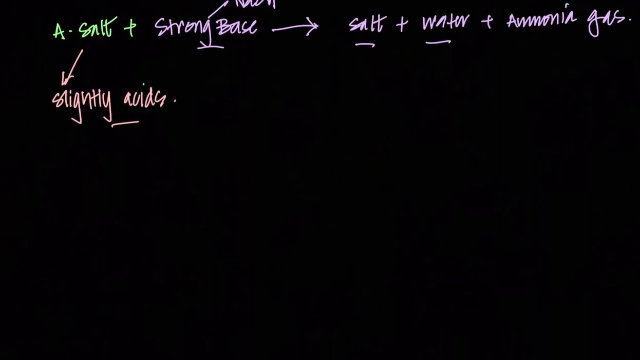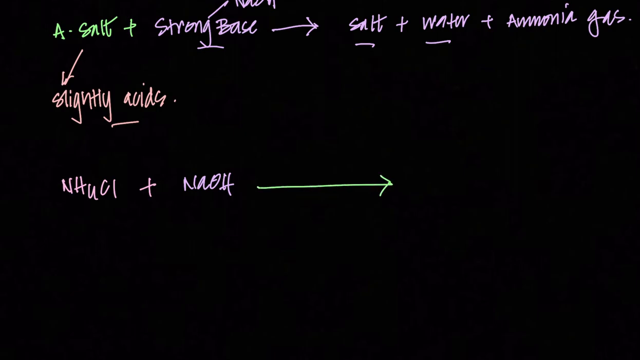Right, now how do the equations go, or how do the reactions go? I'll just give you an example for that. Let's suppose you have ammonium chloride, which is NH4Cl, and it reacts with a strong base, let's suppose sodium hydroxide. Sodium hydroxide and potassium hydroxide are very strong bases. So it's going to give you salt, water, and ammonia gas.